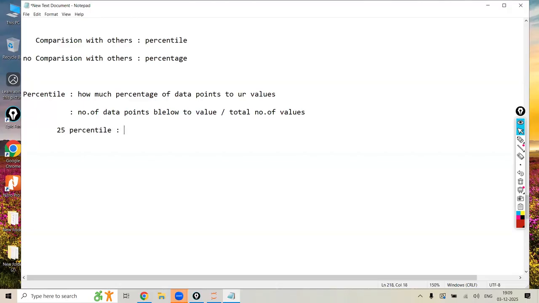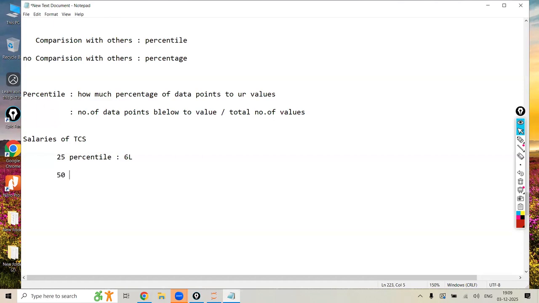In a given company, for example, salary. Let us take a small example, salaries of TCS. In TCS, for the 25 percentile value, they have given us 6 lakhs. What is the meaning of 6 lakhs? 25% of the people are working under 6 lakhs.